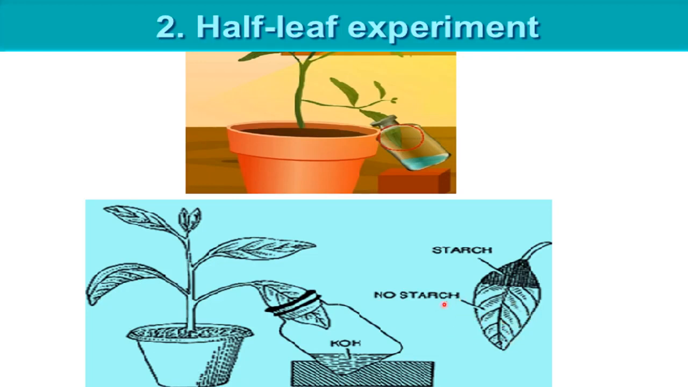So we can do it by covering half part of the leaf in a cotton soaked with KOH solution. Okay, so KOH soaked cotton can also be used here to cover the half part of leaf. Similarly, after that we will do the starch test and we will find the same results. So this is half leaf experiment, and it shows that carbon dioxide is required for photosynthesis.